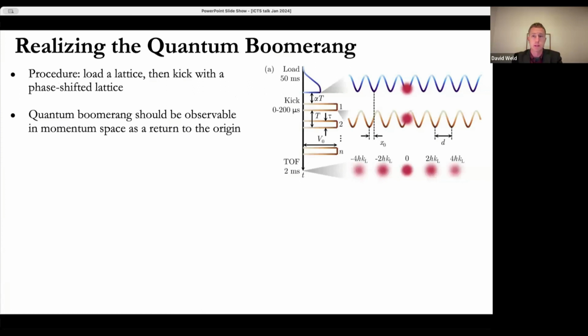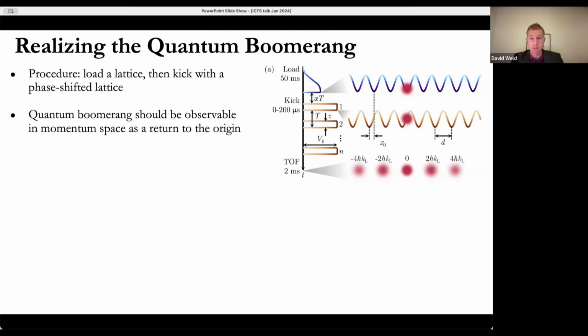Okay, so this is the experimental protocol here. As I said, we've swapped the roles of position and momentum space. So the procedure is time moves from top to bottom on this cartoon. We load the atoms into one lattice, and then we snap off that lattice and kick with a different lattice that's shifted in position. And so this shift in spatial phase between the two lattices plays the role of the initial kick that you give the particle, which is now in position space. And then we observe in momentum space the dynamics.